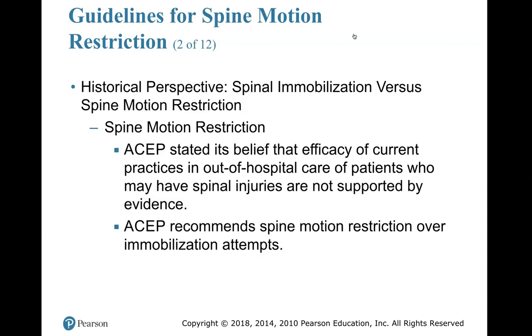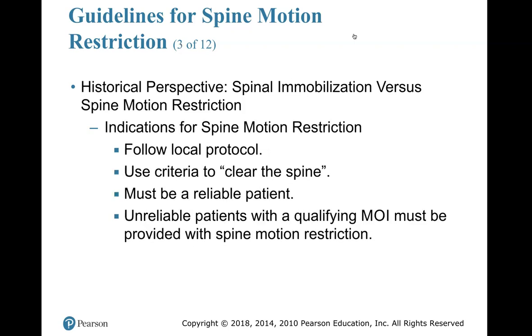ACEP is the American College of Emergency Physicians. ACEP recommends spine motion restriction over immobilizing attempts. So there it is. Like I told you earlier, they recommend spine motion restriction over immobilization attempts. So that's why you don't see the use of the backboard as much anymore. Here are some indications for spine motion restriction, not immobilization.